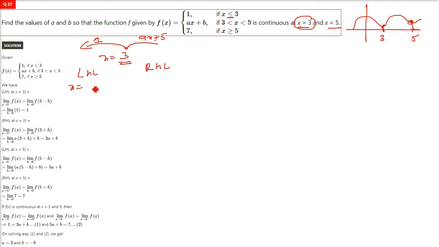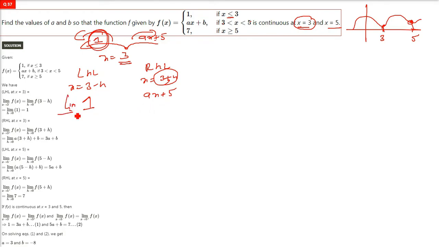For the left hand limit we put x equals 3 minus h, and for the right hand limit we put x equals 3 plus h. But we'll only target the right hand side because we already know there is a constant here. Where do you put x? There is no x with the constant, so it will always remain as 1. On the right hand side, it is ax plus 5. In place of x, replace it by 3 plus h. Is it ax plus 5?